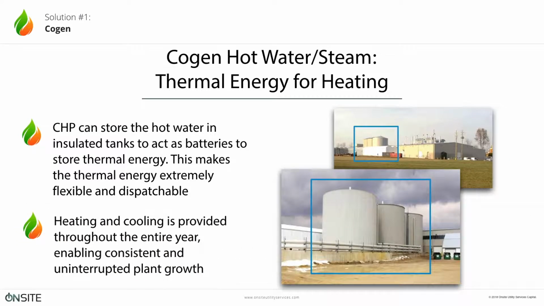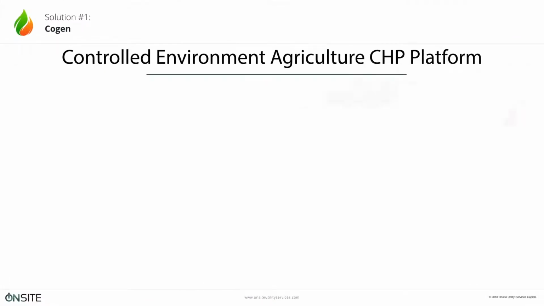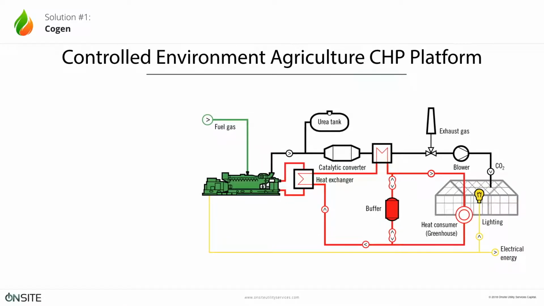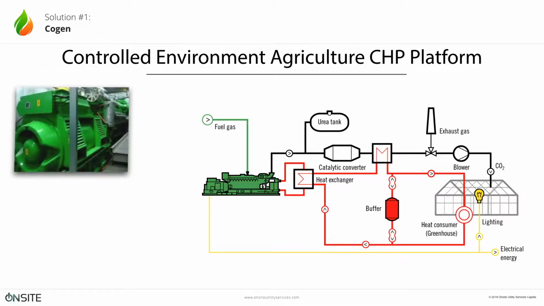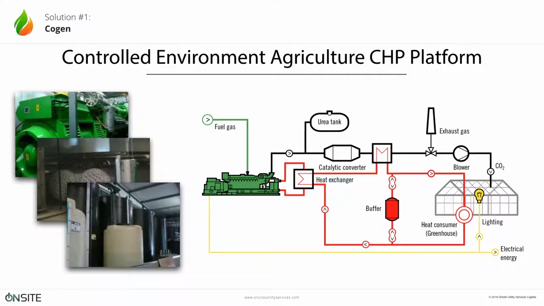Heating and cooling is provided throughout the entire year, enabling consistent and uninterrupted plant growth. With a controlled environment agriculture combined heat and power platform, cogeneration is a more efficient use of fuel, because otherwise the waste heat from a power plant is dissipated and not used. Our system can combine cooling, heating, and electricity with higher overall efficiencies through cogeneration than traditional power plants.